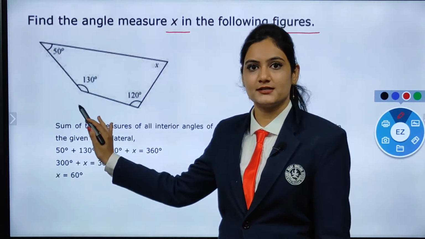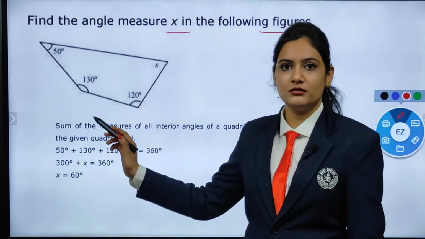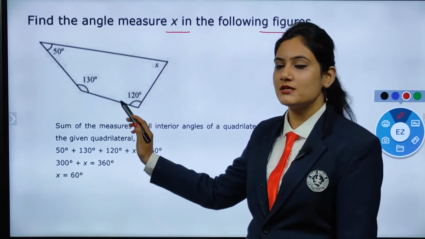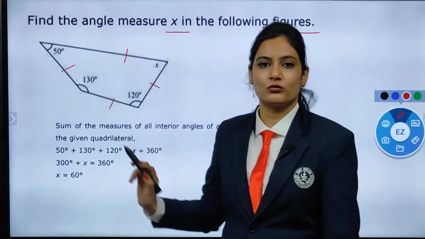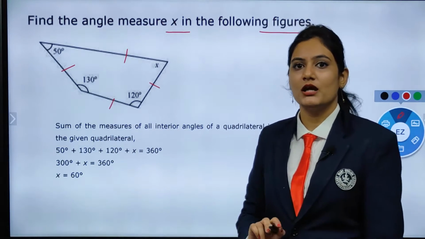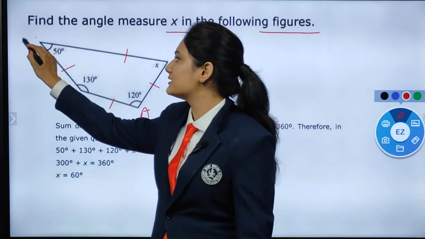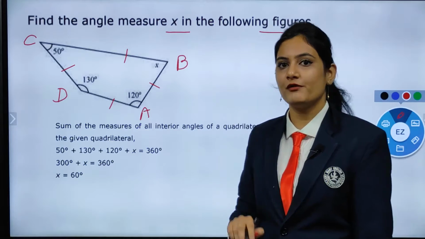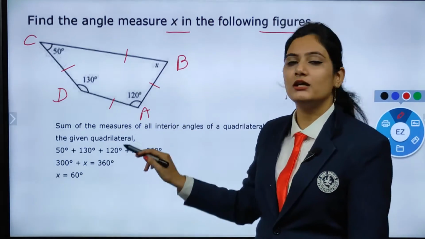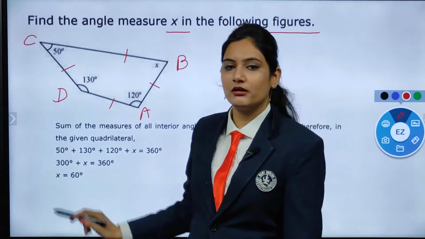Now the first figure is given. See children, first you can observe the figure and count the number of sides. So here 1, 2, 3 and 4. Only 4 sides are given. Then name them. It will be A, B, C and D. After that you have to find the value of x. See here, x is an interior angle and the other values are also interior angles only.